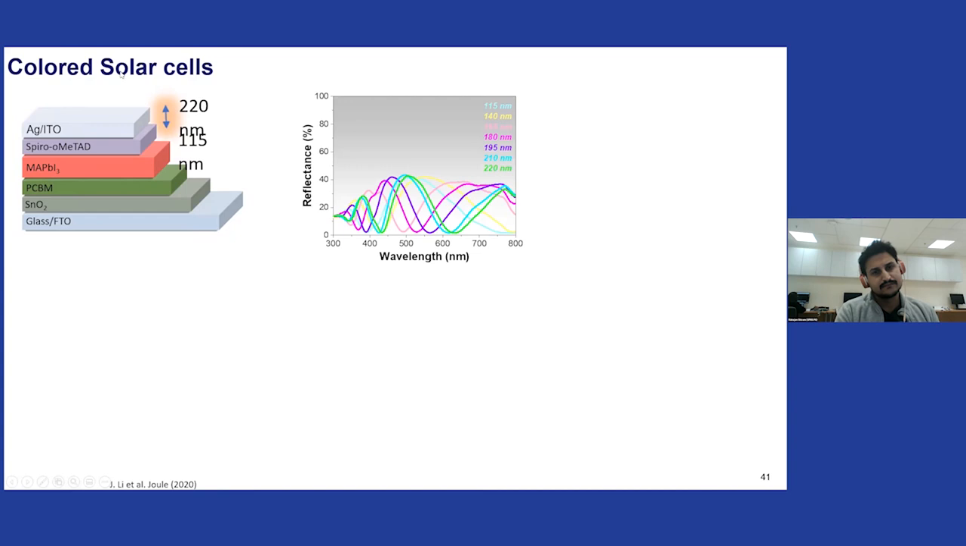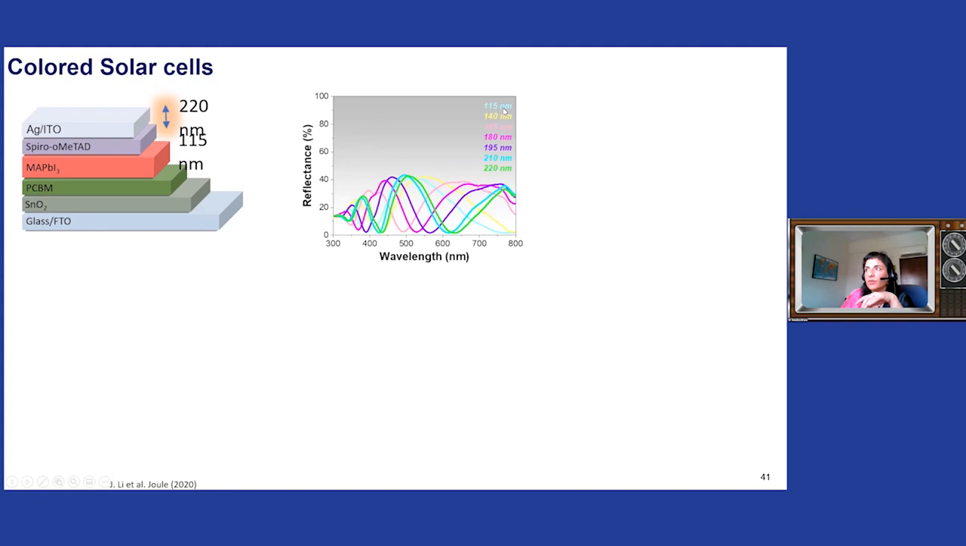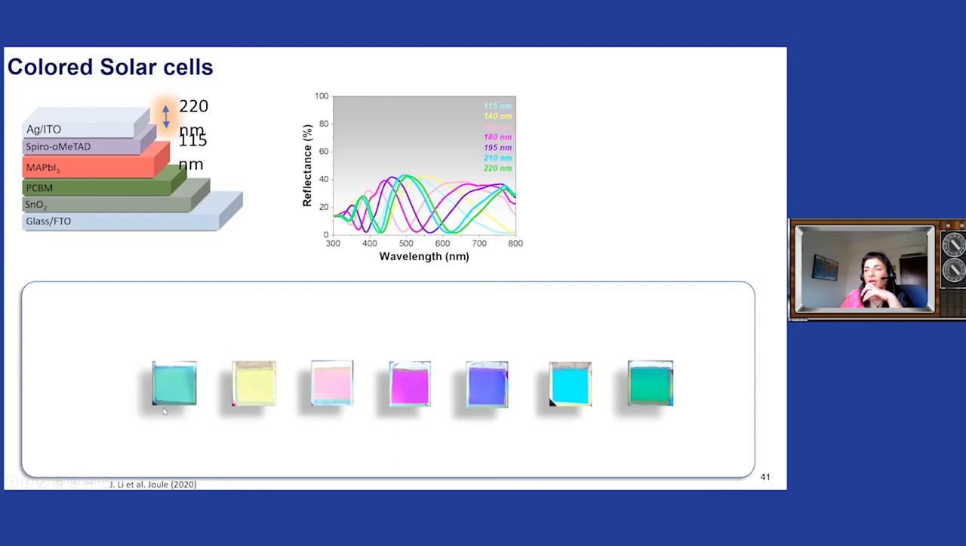And as you can see, as we tune the thickness of this layer, we change the peak of the reflection spectra. In this case, we generate cells that in reflecting mode give different colors. But in this case, the perovskite has not been changed. I just want to make clear that these were two different things.